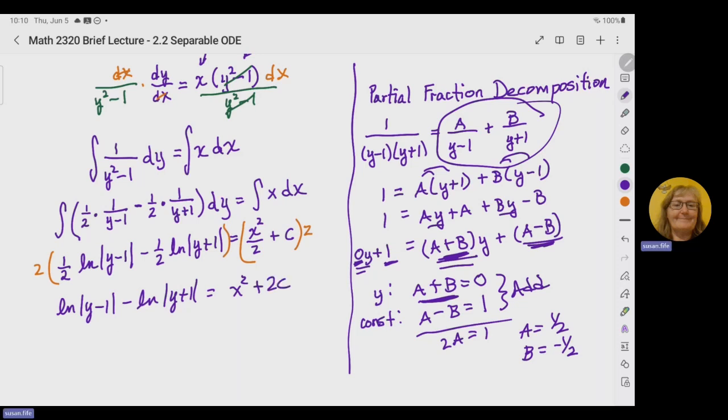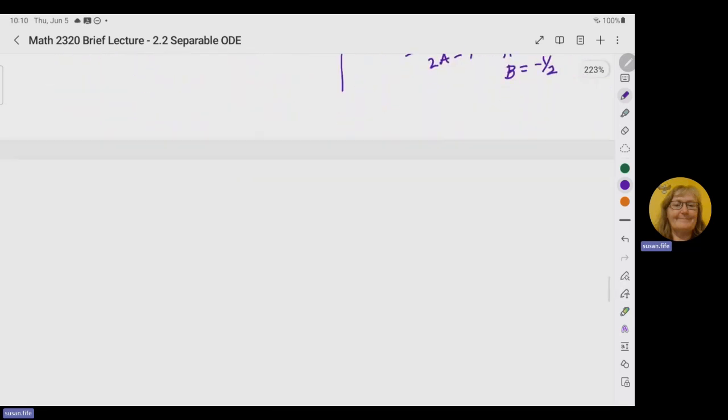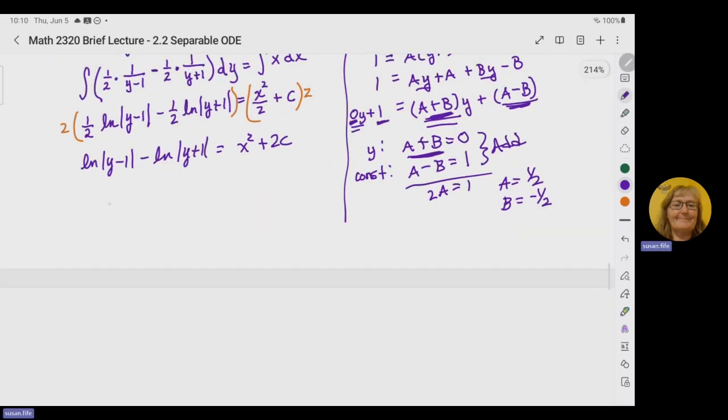I can use my rules of logs to combine that difference of two logs together into a single log. The log of y minus 1 over y plus 1 equals x squared plus 2c. And I want to solve for y if at all possible. And so I'll get rid of that natural log by applying the exponential to both sides.